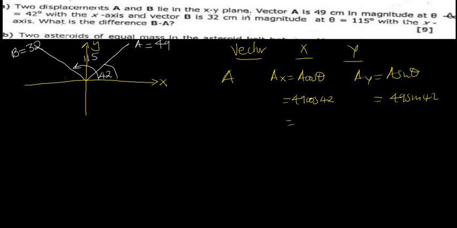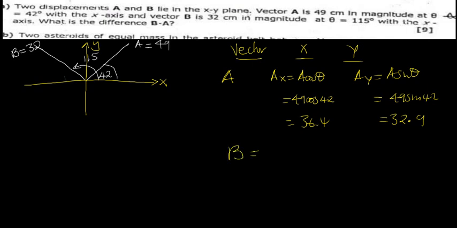49 cos 42, that is giving me 36.4. Then 49 sin 42, that is giving me 32.9. And this makes sense. Both are positive because this vector is in the first quadrant, where both x and y are positive. And then we'll look at B.